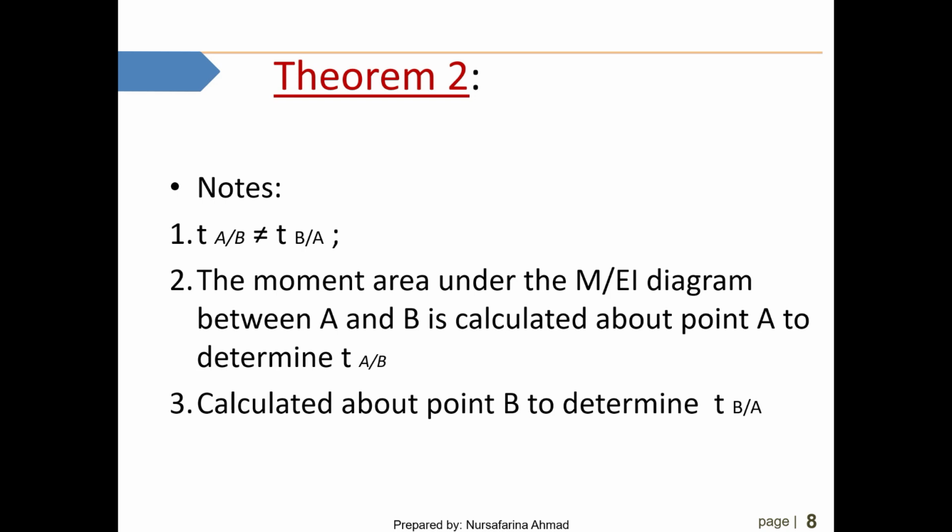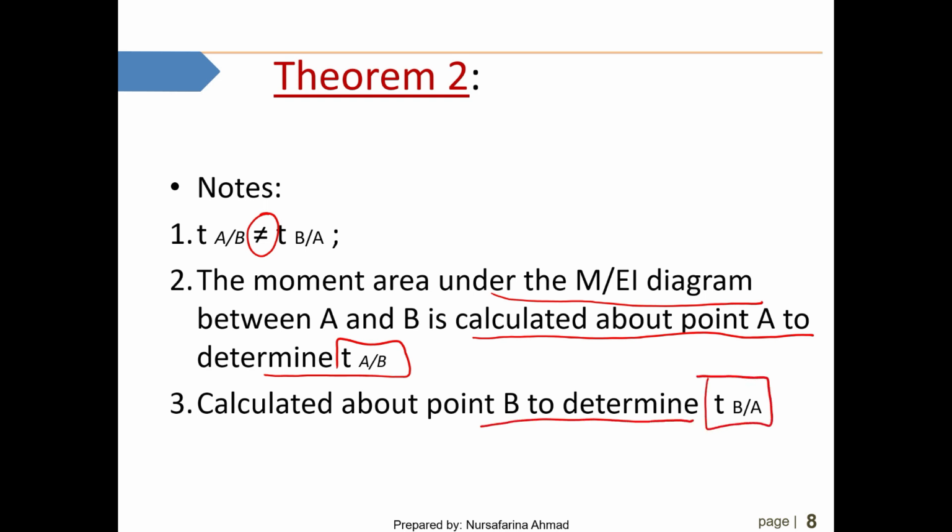The rules for the second theorem. 1. t A/B is not equal to t B/A. 2. The moment of the area under the M/EI diagram between A and B is calculated about point A to determine the deviation t A/B. 3. It is calculated about point B to determine the deviation t B/A.